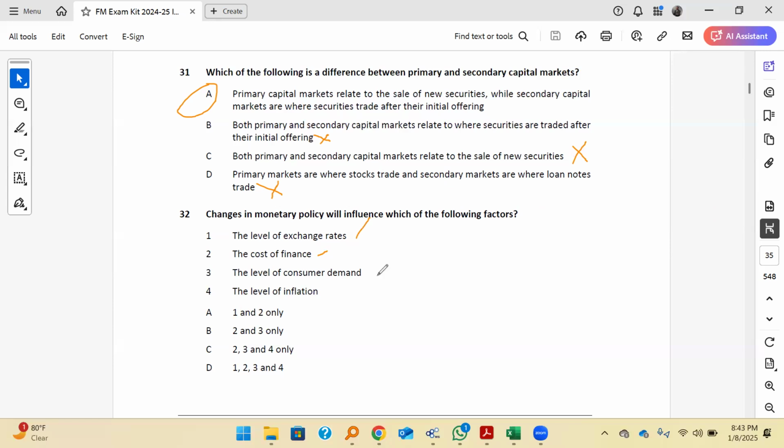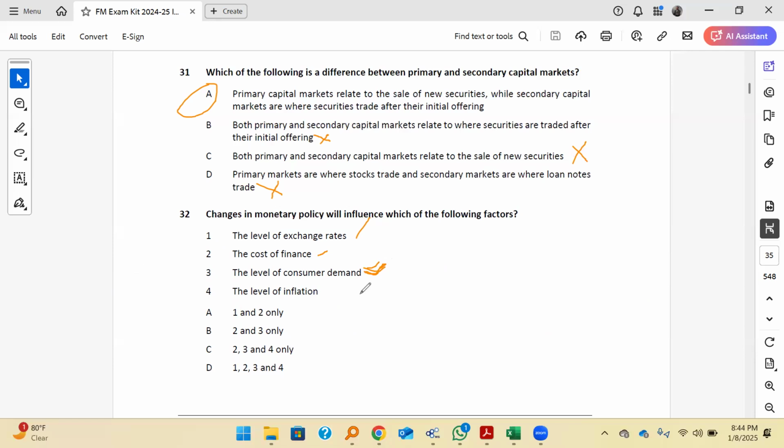Level of consumer demand. When interest rates increase, people actually save more. And when they save more, they spend less, demand reduces. When interest rates decrease, people are disincentivized to save, but they can borrow more. When they borrow more, they have more money, then they spend more, demand increases. So they can also control demand using monetary policy.